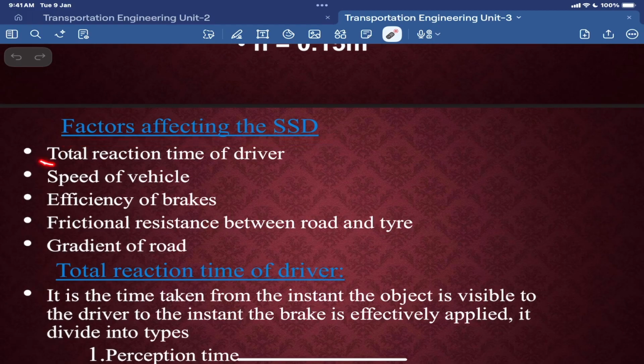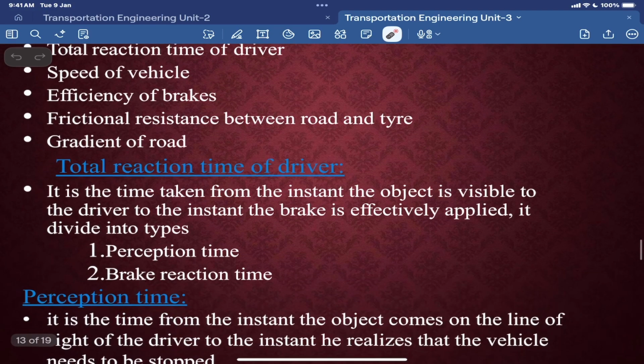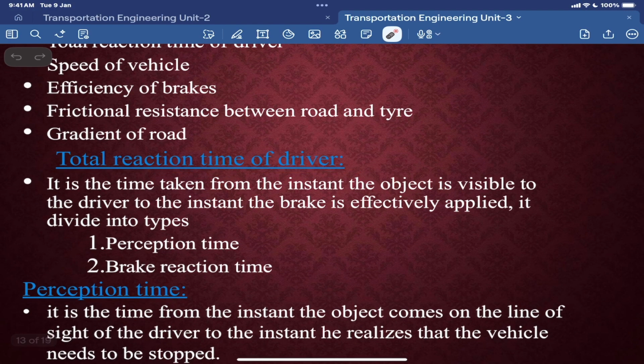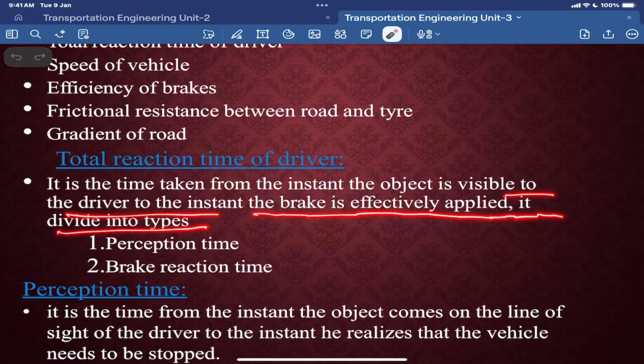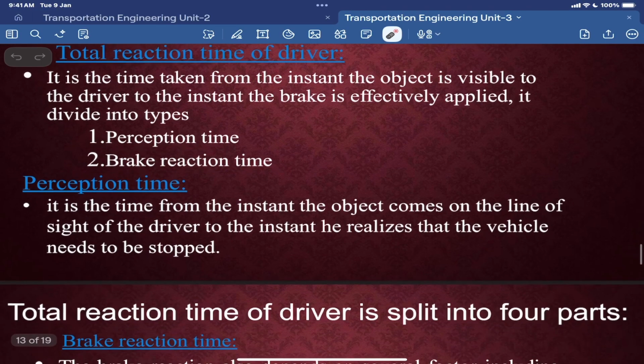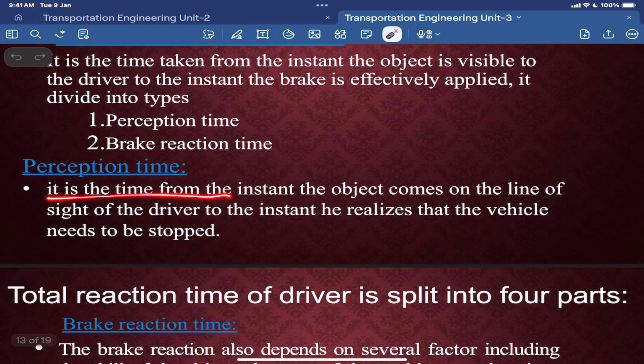Factors affecting the SSD: total reaction time of driver, speed of vehicle, efficiency of brakes, frictional resistance between road and tires, gradient of road. Total reaction time of driver is the time taken from the instant the object is visible to the driver to the instant the brake is effectively applied. It divides into two types: perception time and brake reaction time. Perception time is the time from the instant the object comes on the line of sight of the driver to the instant he realizes that the vehicle needs to be stopped.